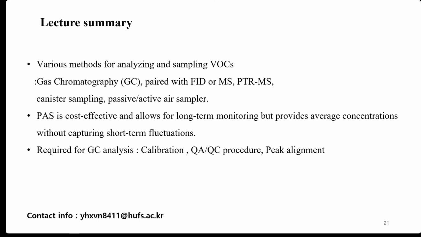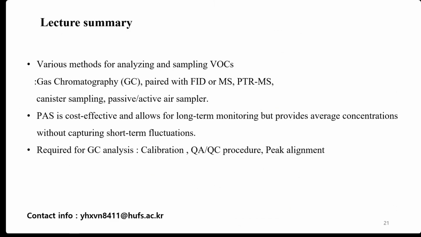And finally, to summarize today's lecture, there are various methods for measuring and analyzing VOCs, including GC-FID, GC-MS, PTR-MS, canister sampling, and passive and active tube samplers. Among these, passive sampling is a cost-effective method suitable for long-term monitoring, and it's particularly effective for assessing spatial distributions over large areas. However, since it cannot capture short-term fluctuations, it is important to compare passive sampling data with real-time sampling data.